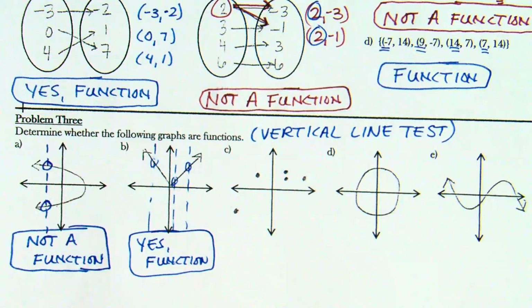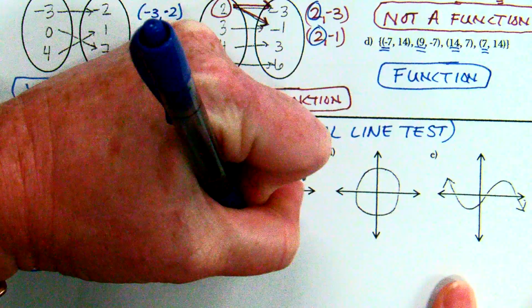Okay, if we draw a vertical line, are there any places that are going to fail the vertical line test? Oh, yeah. There's only one vertical line that's going to fail me. But there's a vertical line that fails me, yes? As long as there's a vertical line that fails me, then this fails the vertical line test, and it is not a function.